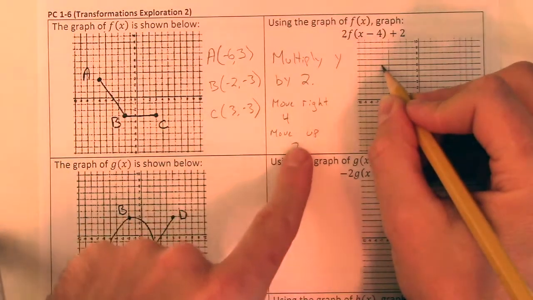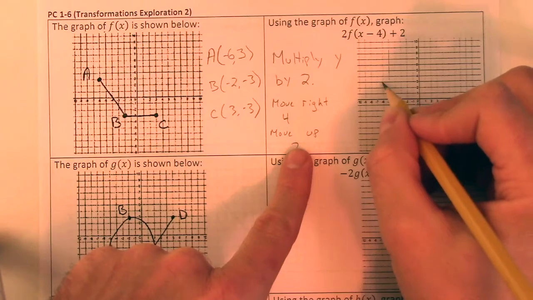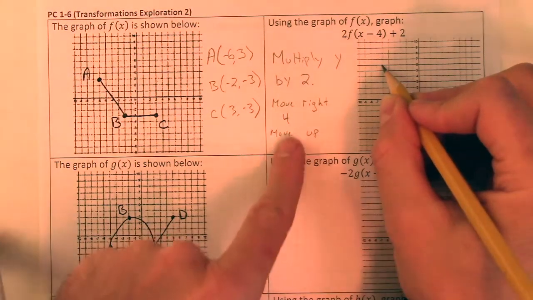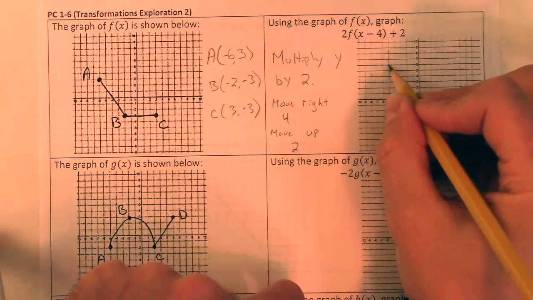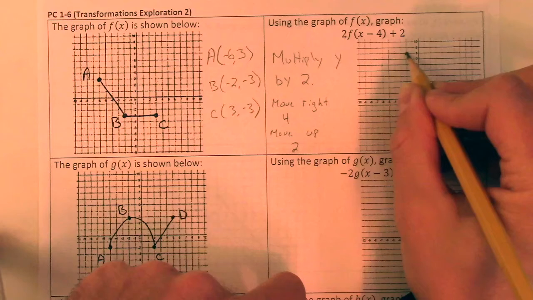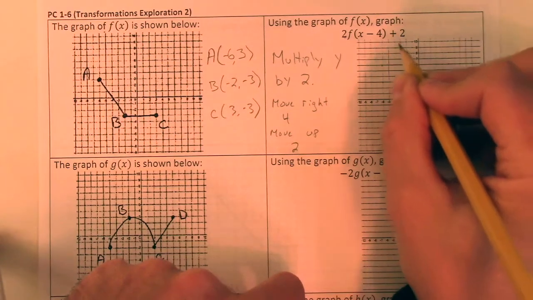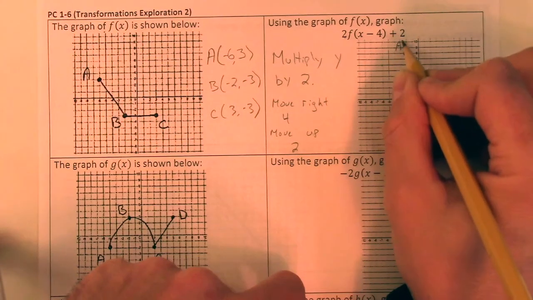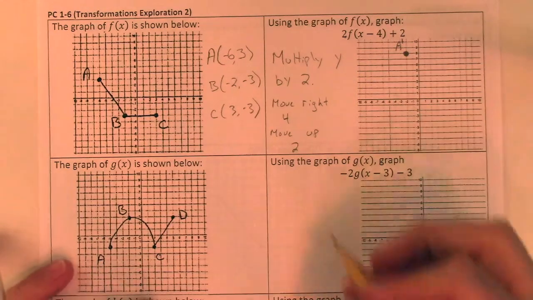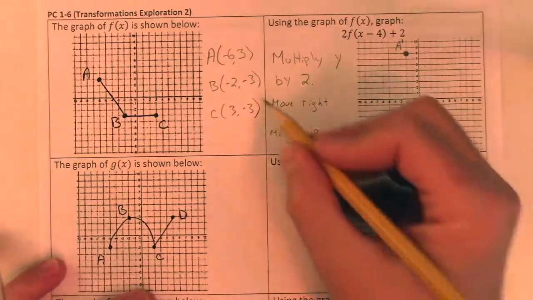Then I can move right 4. So notice I'm just keeping my pencil point in that spot, changing it, not putting a dot there, and then following the last shifts. Move right 4, 1, 2, 3, 4, and up 2. 1, 2. That's my new point. I'm going to label that one A, and then there's this little prime that goes above it, a little dash. You might remember that from geometry. Do the same thing with all 3 points.